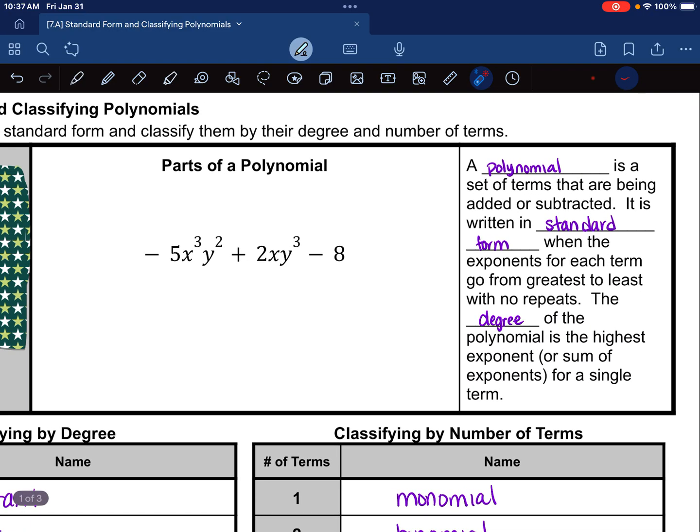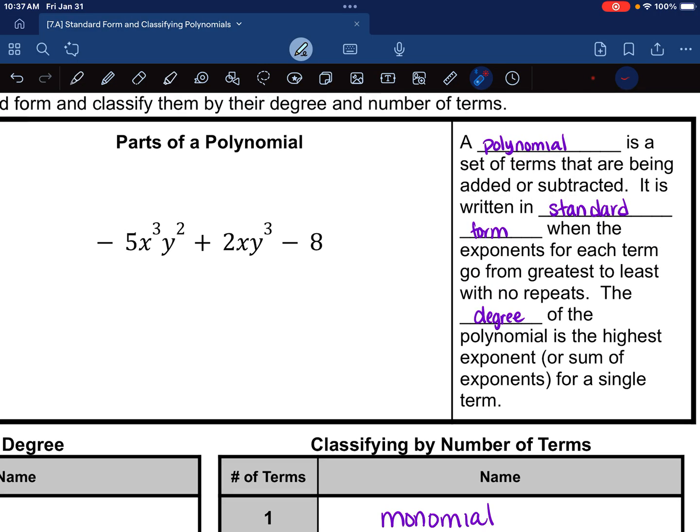So a polynomial is a set of terms that are being added or subtracted. Okay, so this is an example of a polynomial. You see stuff adding and subtracting. Or it could also be a single term, such as x squared.